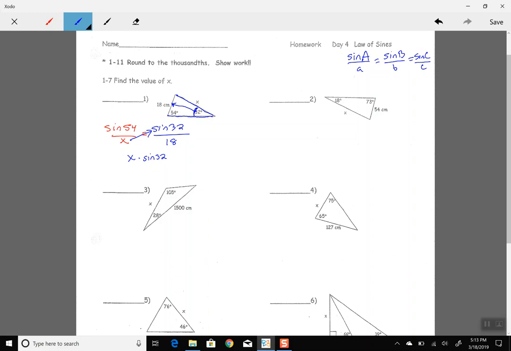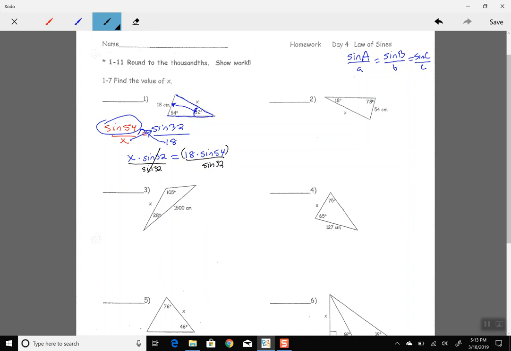So x times the sine of 32 equals, and then cross multiply this way, 18 times the sine of 54 degrees. And notice how the 18 goes on the outside. Again, nothing really touches that inside right there, the degrees. So this is 18 times whatever the sine of 54 is. And then the last step is to solve for x. The opposite of multiplying by sine of 32 is to divide both sides by sine of 32. Plug this into your calculator. Be careful to make sure that this goes in parentheses, so the entire side is divided by the sine of 32 degrees, and make sure you're in degree mode.